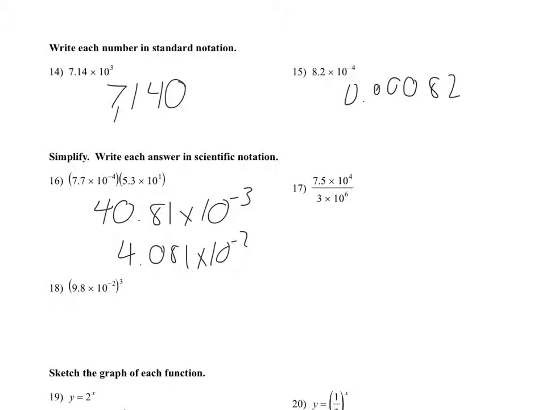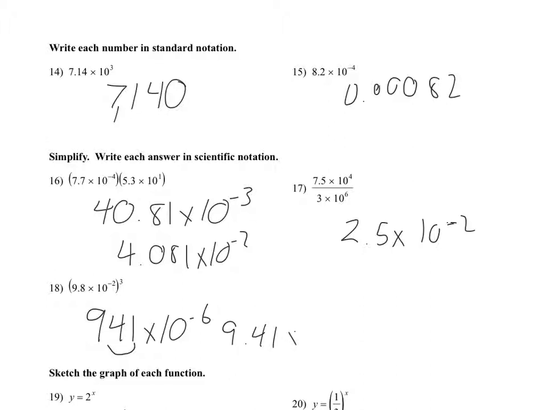Number 17, 7.5 divided by 3 is 2.5. Very nice. Times 10 to the -2nd power if we subtract the powers. Let's see now. If we go 9.8 to the 3rd, I get 941, I believe, times 10 to the -6, but I need to move the decimal 2 places to get 9.41 times 10 to the -4th power.